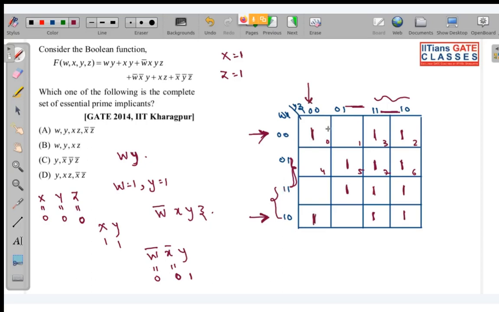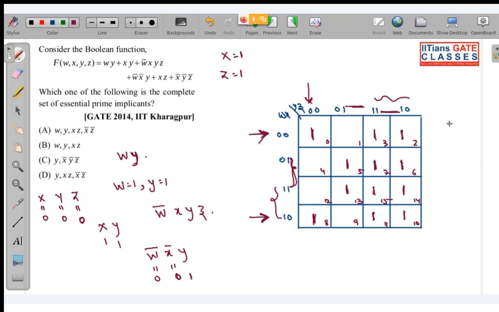Now as I was explaining, I did all this, or else I could have filled it directly also. If you are comfortable like this, you can do it, or else you just fill in the cell numbers. So this is 7, 8, 9, 10, 11, 12, 13, 15, 14.